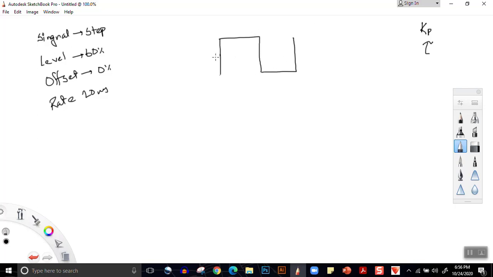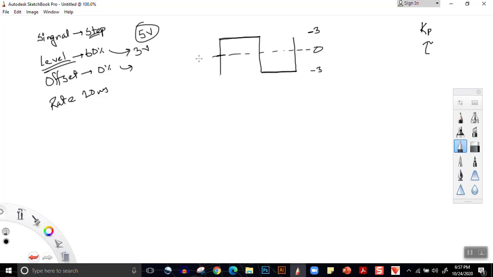That's no problem. Now the level: suppose this is our zero line, and our system is a digital system, that is, a 5-volt system. If the system is a 5-volt system, 60% of 5 volts is 3 volts. Since the signal is a step, the level will indicate that the positive value is 3 volts above 0 and the negative value is 3 volts below 0. So here we have minus 3, here we have 3 volts. That is, our step response goes from 3 volts to minus 3 volts.